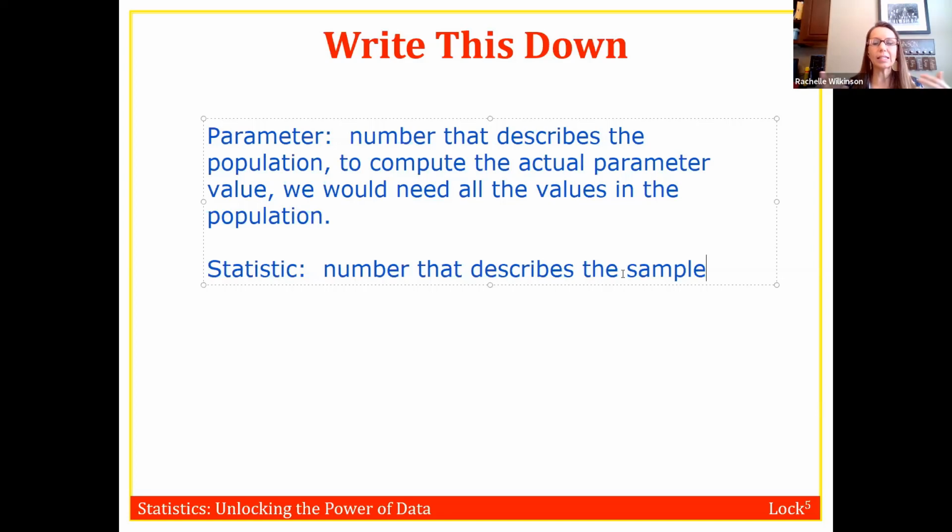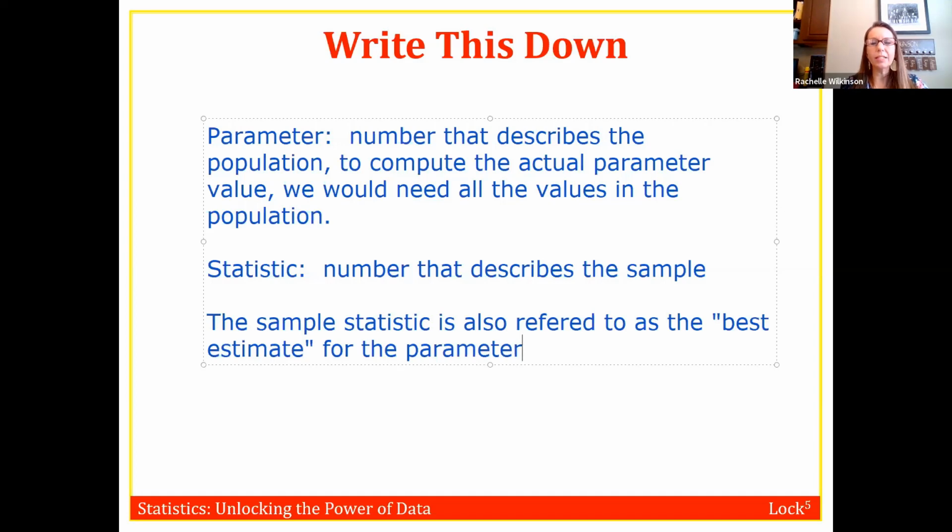Now, when we're talking about statistics, statistics come from samples. There's a few other terms that are also used kind of interchangeably with the word statistic or with sample statistic. So I'm just going to put those down here. So one is best estimate. When we talk about the best estimate for the parameter, what we're referring to is the sample statistic. So if my population parameter is the population mean, my best estimate for the population mean would be my sample mean, so the sample statistic. And another way that we refer to it sometimes is a point estimate.